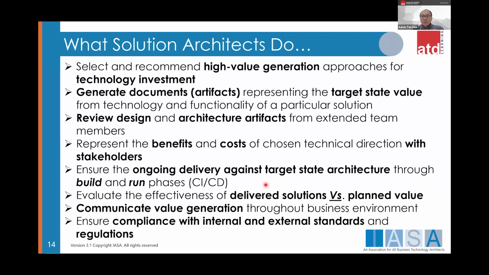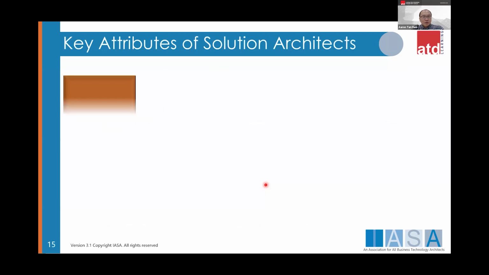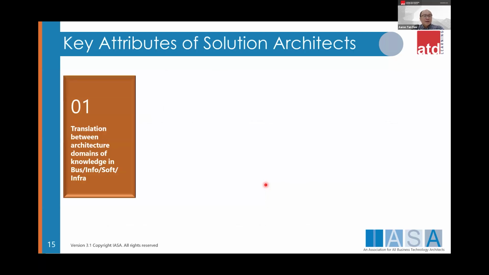So, something that cannot be compromised. Right. The next one, the key attributes of a solution architect. First, I think, translation between architecture domains of knowledge: business, information, software, and infrastructure. We need to be able to harmonize and find the right balance between all the architecture domain forces when we deliver a solution.